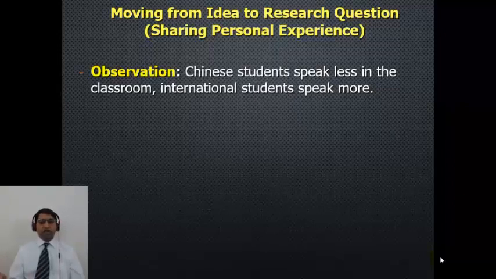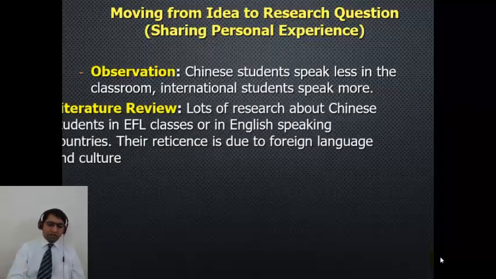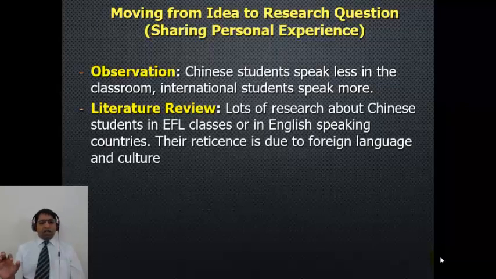But instead of speaking a lot in the classroom, they do more self-learning and reading. Whereas the international students were very, very active. They were very, very vocal in the classes. So it was my general observation. I was interested in that topic, in that general idea.